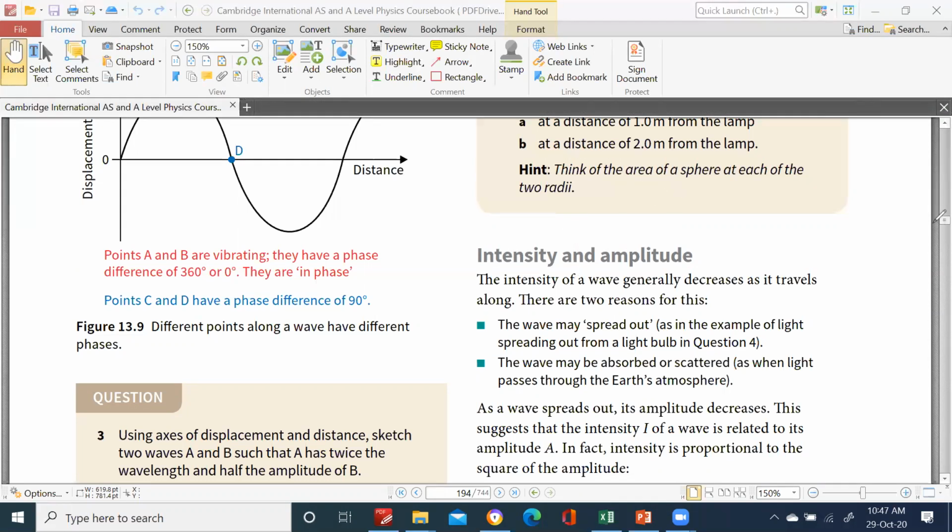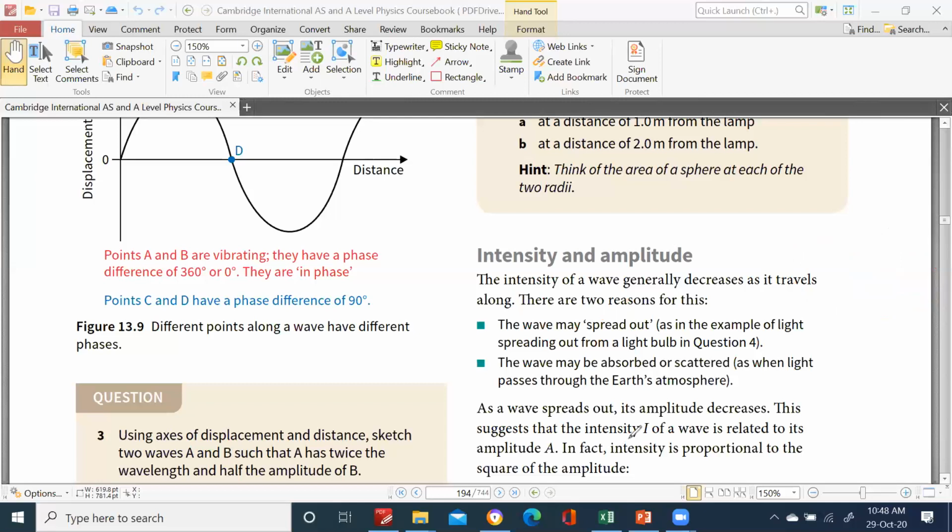So, we're saying that in wave motion, the intensity of the wave generally decreases as it travels along a given medium. And there are two reasons for this: one, the wave may spread out. For example, in case this is our water, you throw a stone in the middle like this, the wave spreads out. That's what we call spreading out. And another reason is that the wave may be absorbed or scattered by the medium itself. In other words, that energy may be used up to other forms. Now, if that is the case, then how is intensity related to the amplitude? That is what this part is all about.